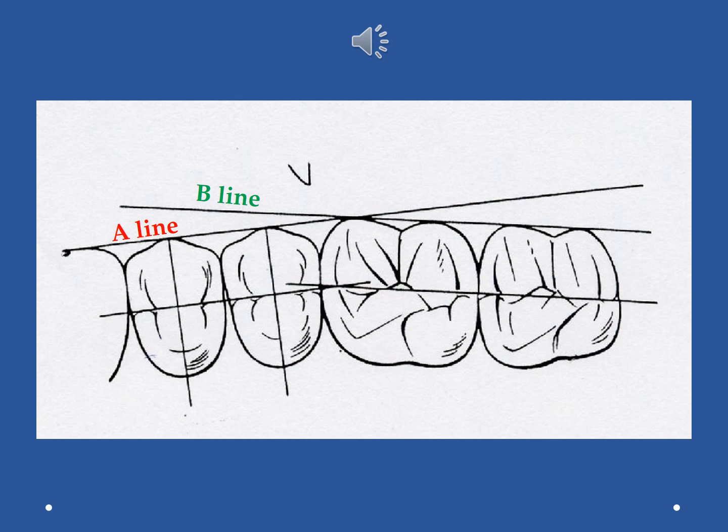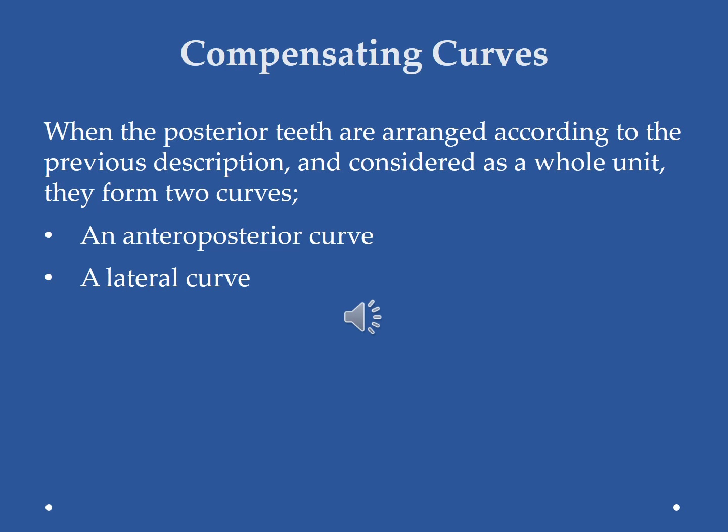When the posterior teeth are arranged according to the previous description and considered as a whole unit, they form two curves, an anterior-posterior curve and a lateral curve. These curves are called compensating curves.